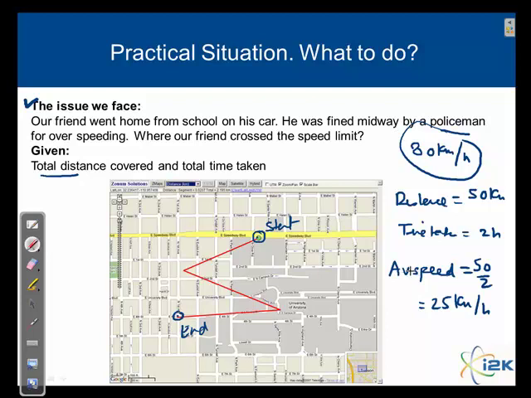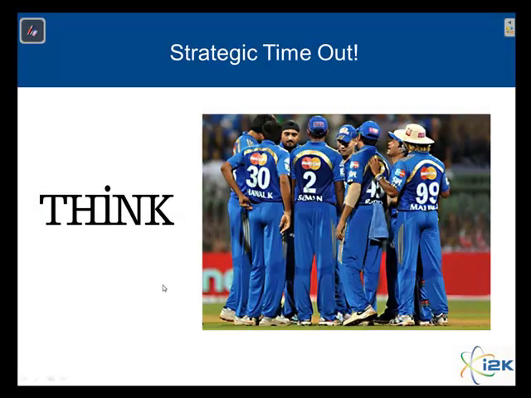So what should we do? It's time for all of us to think, and I suggest that you stop the video here for a minute or two and think how you can find where the person oversped and crossed the 80 km per hour limit on his way home. So this is an important question, and you know that the average is not giving you an idea. So what should we do?